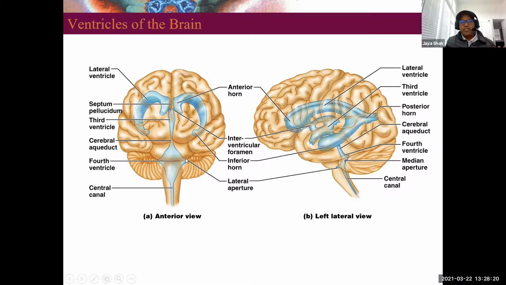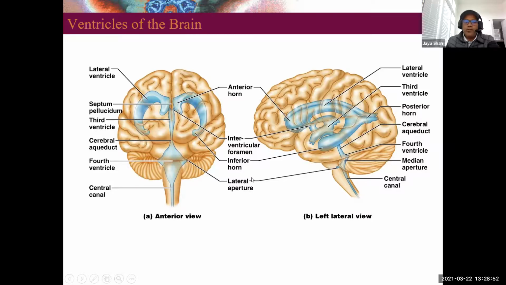This is a tough concept, so I want you to pay attention here. When you see it from the lateral side, you see a better diagram here. So this is the lateral ventricle. Then it comes into the interventricular foramen, and then into the third ventricle. And through the third ventricle, you see there is the cerebral aqueduct. You see? And then once it comes to the fourth ventricle, there is a lateral opening.